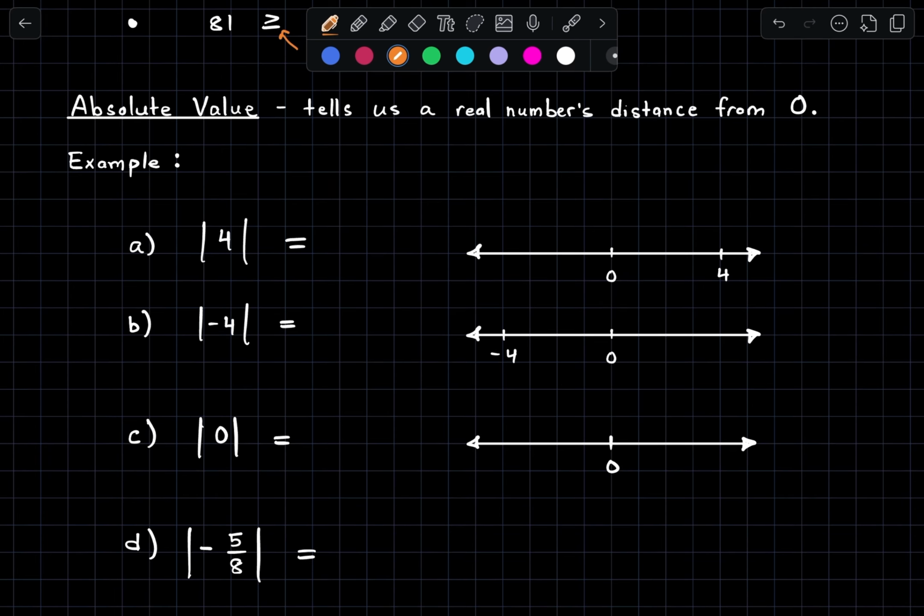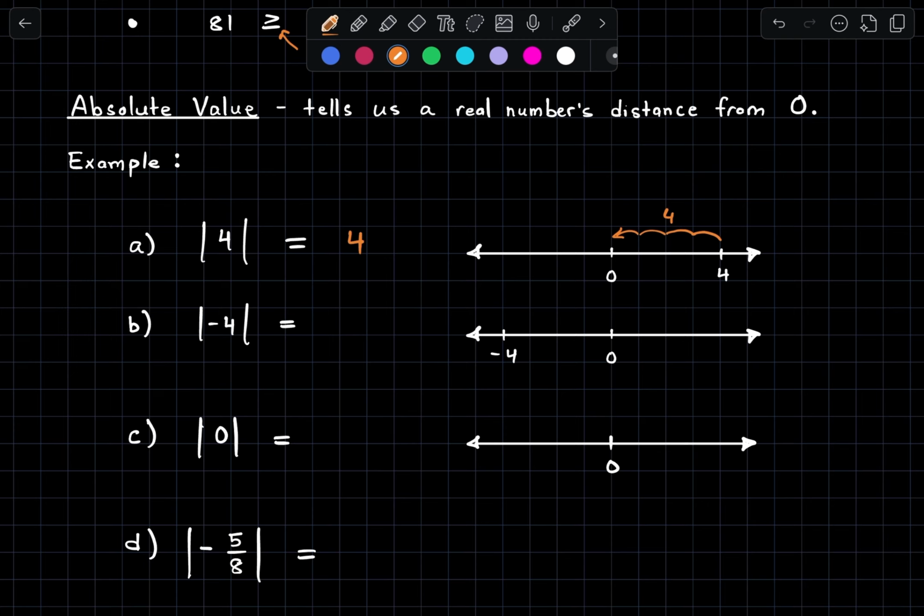Now we're going to talk about the absolute value. So the absolute value tells us a real number's distance from 0. How far away is this real number from 0? Okay, so if we wanted to take something like the absolute value of 4, well, this is 1, 2, 3, 4 spaces away from 0. And that doesn't matter if it's 4 spaces to the right or 4 spaces to the left. We don't care. We just care about how many spaces away. We're just counting. So this is 4 spaces away from 0. The absolute value of 4 is 4.